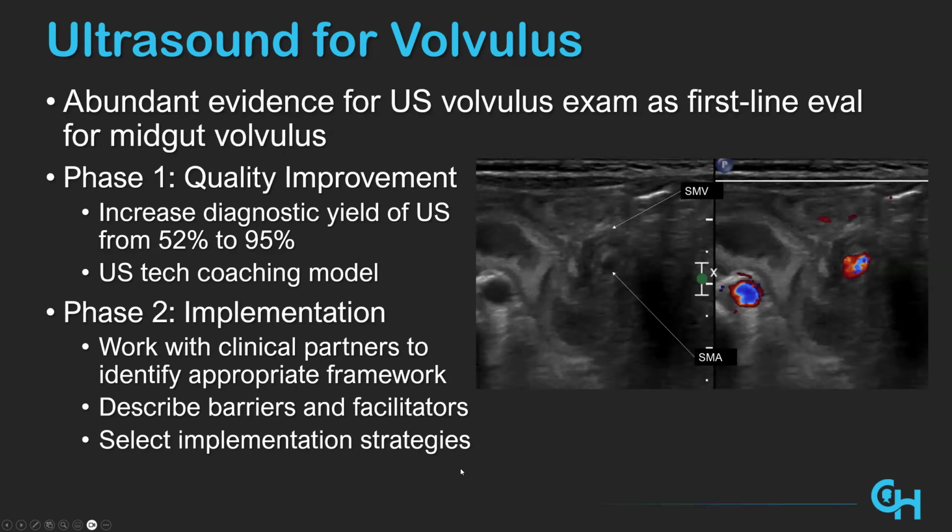Phase two, which we are looking at beginning soon, is the implementation phase. So regarding the implementation science approach, which we've just talked through, choosing frameworks, looking at barriers and facilitators, and selecting strategies that work in our environment is the phase two task. So that includes working with clinical partners to identify appropriate frameworks for change implementation, describing our barriers and facilitators, and selecting implementation strategies.